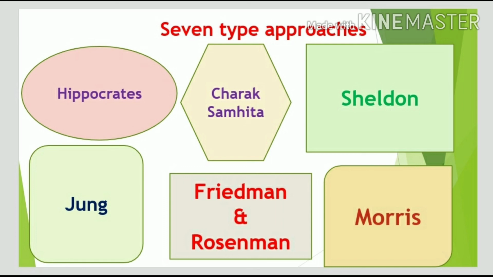Fourth type approach was given by Jung, in which he classified human personality into extroverts and introverts. And then type A and type B personality, that was given by Friedman and Rosenman, and type C was given by Morris. We have also done type D personality, which has recently been introduced. So this is all about type approaches of personality, and this is all for today.